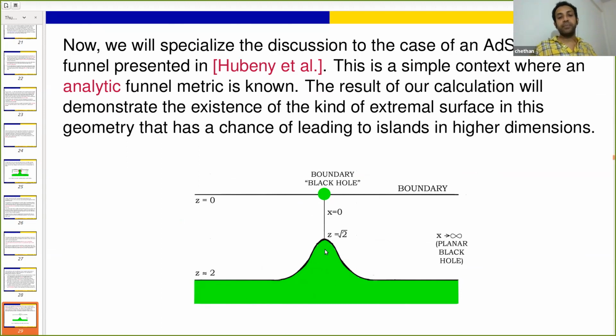But the general picture is that what we are going to look for is the existence of an extremal surface that goes like this. This is what we are going to try to identify. Of course, there exists an extremal surface that falls straight down into the planar black hole from far away, but we'll also try to find one that goes like this. This is the setup. Z equal to 0 is the boundary, and Z approximately equal to 2 is the planar black hole. So you go farther and farther out in the X direction. As X goes to infinity, the funnel becomes more and more like a planar black hole. This is the place where the action is happening, and that's the place where the funnel is in this setup.